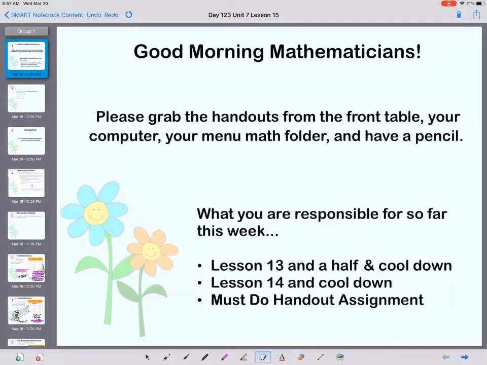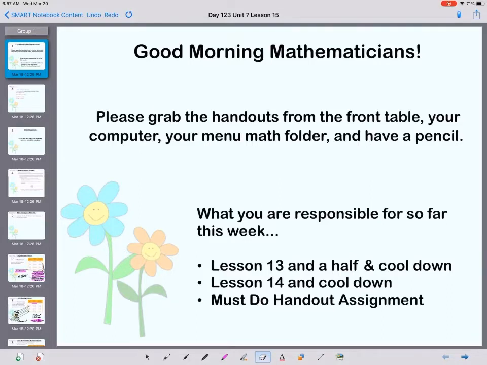So far this week, you are responsible for lesson 13.5 from Monday, and the cool down in the inbox. Lesson 14 from yesterday, and the cool down in the inbox. And then also the must-do handout that was on the table yesterday that you also had to pick up. I have now transferred that back to the must-do box. So if you weren't here, it is in the must-do box. You can grab that. That is your first must-do from menu math this week.